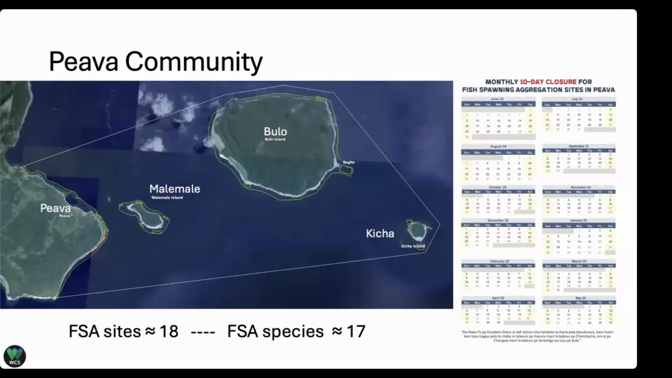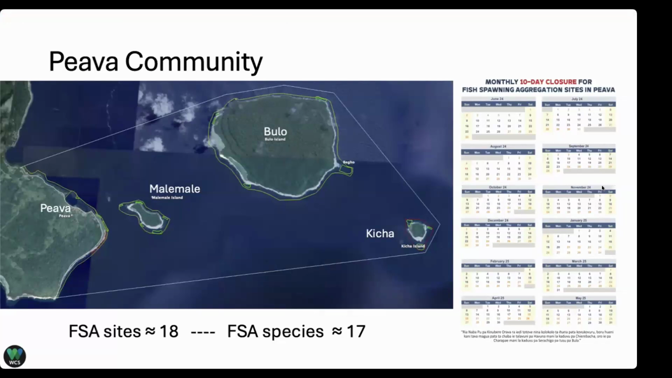So zooming in further with Perva community, back in 2015 they first established the locally managed marine area with a no-take closure around Kicha Island on the right. In 2022 they expanded this to include the islands of Bulo and Male Male, and this was partly driven by the fact that the local fisher knowledge surveys we conducted highlighted approximately 18 fish spawning aggregation sites that occur within the LMMA, and these sites were used by up to about 17 species of reef fish, including snappers, emperors, groupers, trevallies, and barracudas.